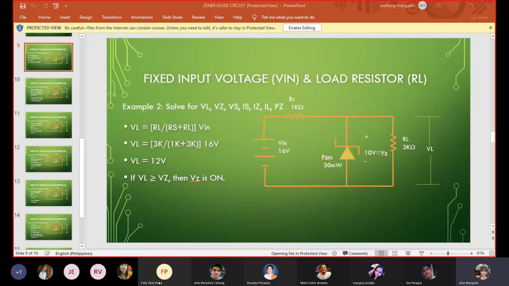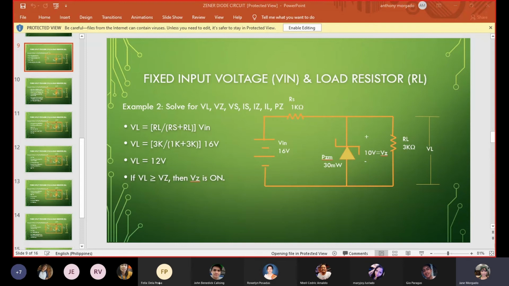If that is so, it would appear that RS and RL are connected in series with respect to the input voltage. By using the voltage divider principle, we have 3K over 1K plus 3K times 16 volts. So the voltage across RL now is equal to 12 volts. Question? Clear? Okay, clear.